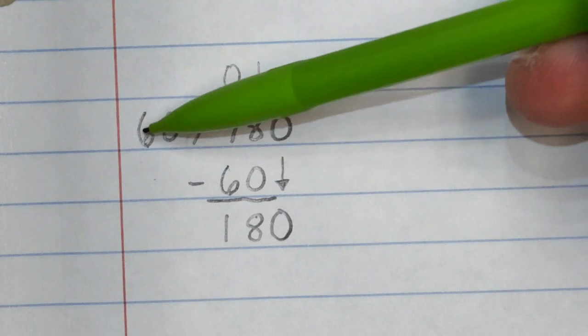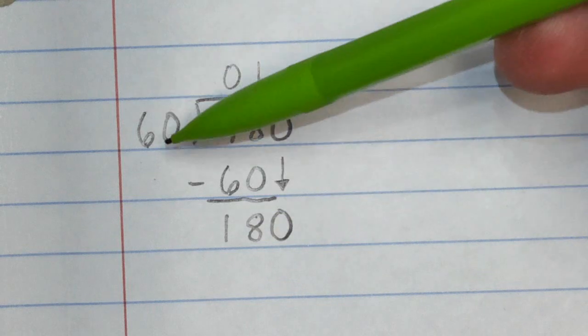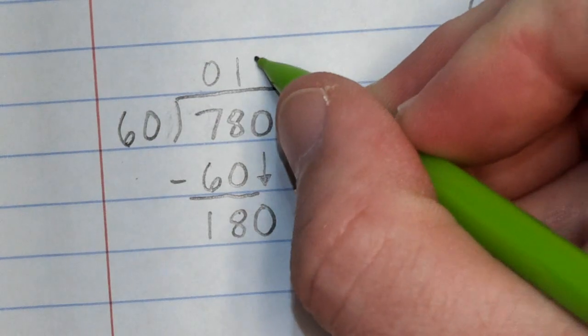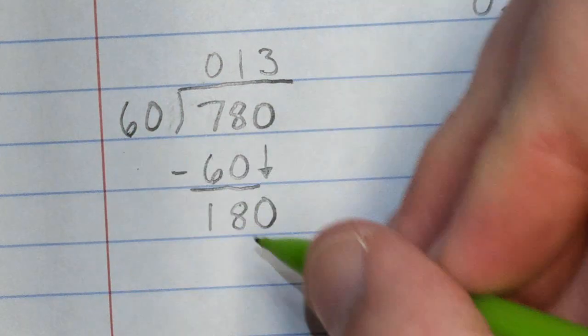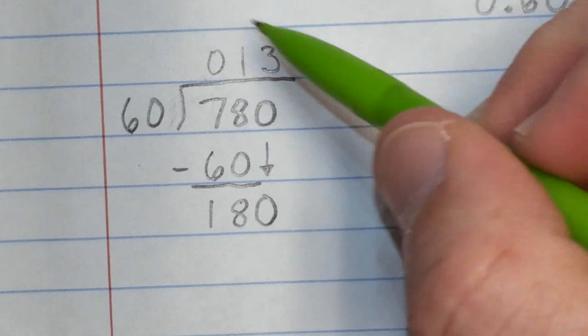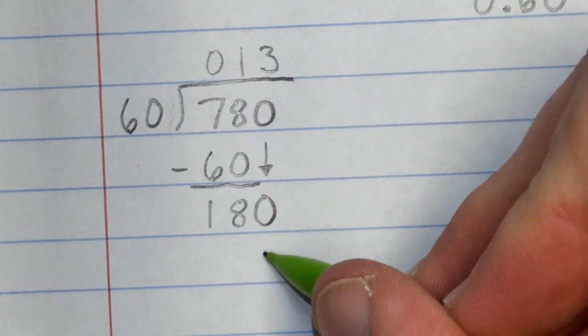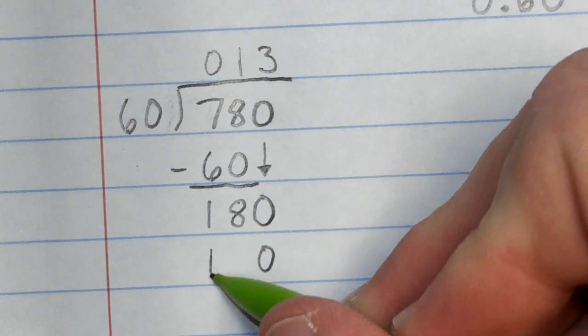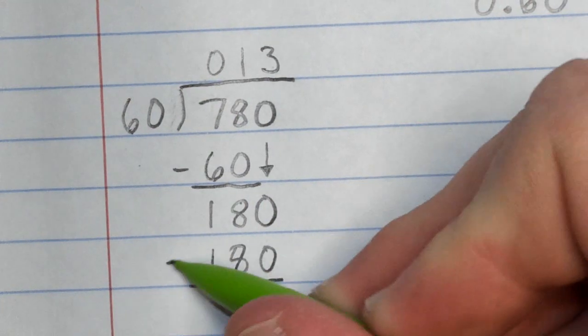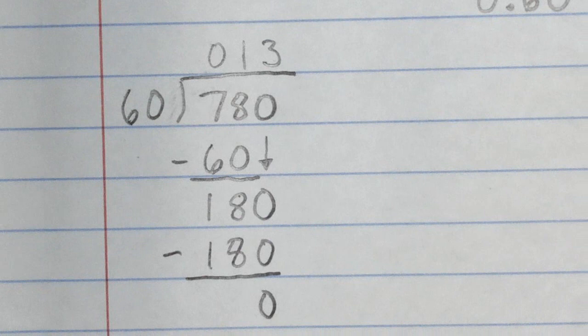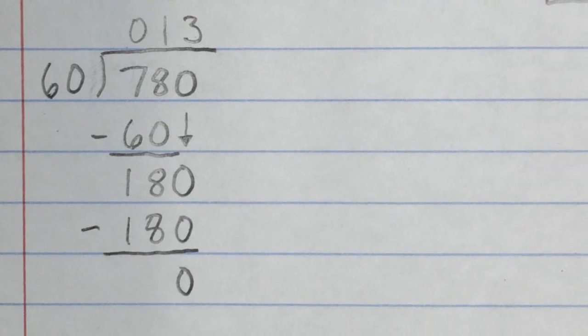Hopefully, even with all that, you're looking at the 6 and the 18 and going, wait a minute. 3 times 6 is 18. So 3 times 60, 3 times 0 is nothing, 3 times 6 is the 18. Perfect. Subtract that out, we're good to go.